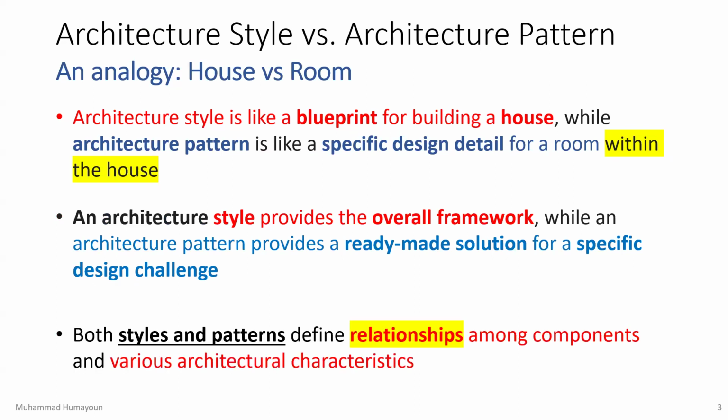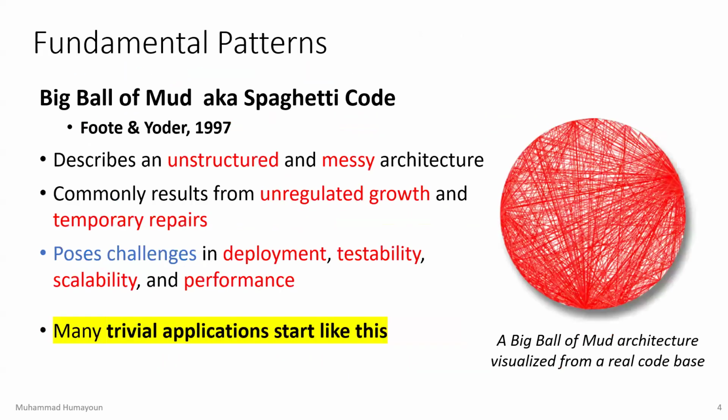So both styles and patterns define relationships between components, their relations, and various architectural characteristics. Architectural styles cover everything, and architectural patterns cover a few things within that architectural style. So the first one, the most fundamental pattern, is called big ball of mud, also known as spaghetti code.